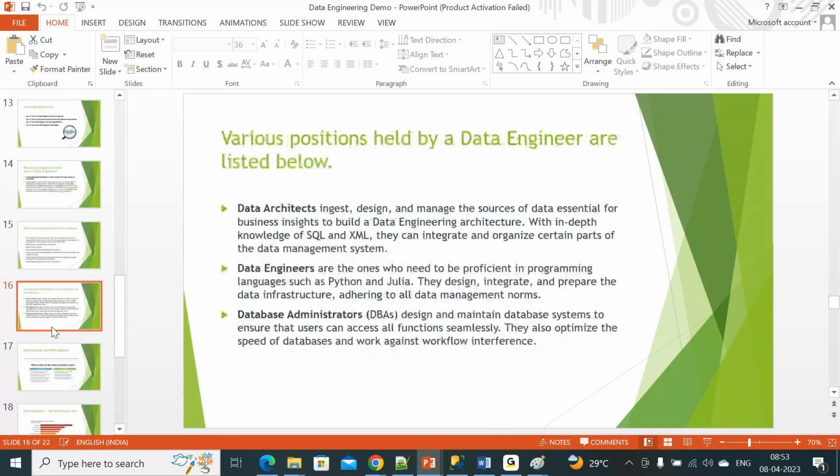Next, various positions held by your data engineer: data architect, data engineer, database administrator. DBAs are nothing but giving accesses, maintaining the security, maintaining the database consistency. As I said, architects are responsible for designing this whole framework. Data engineers, you people are the developers who work on developing whatever framework design there is. The architect will design the framework, how it should work, and you people are the necessary people to build that framework.